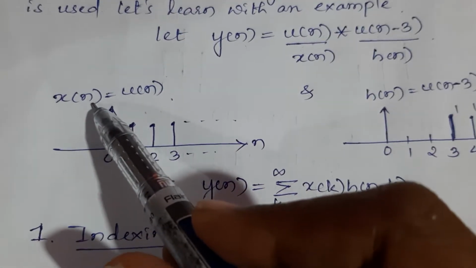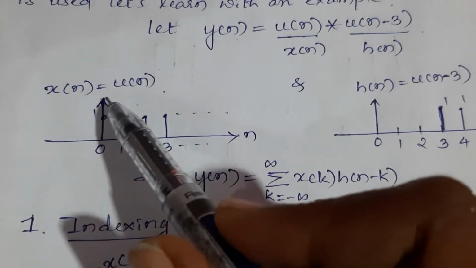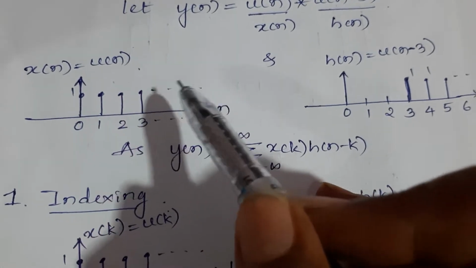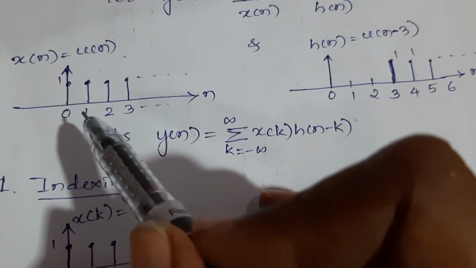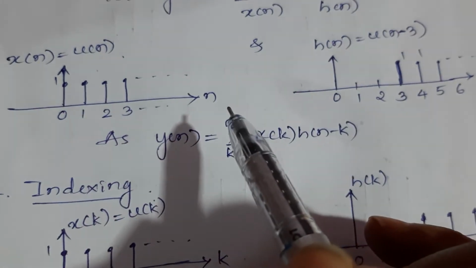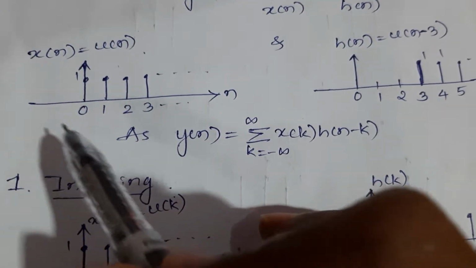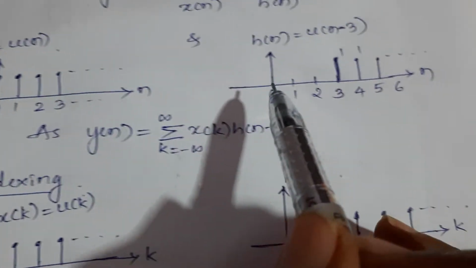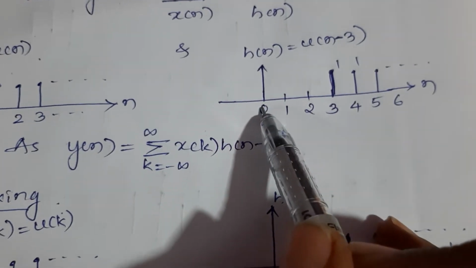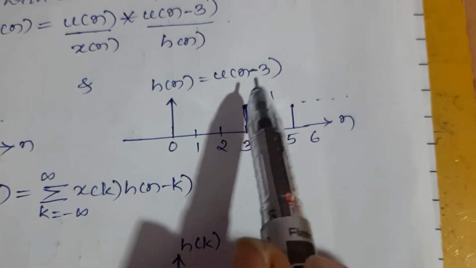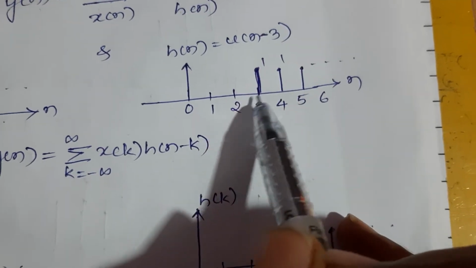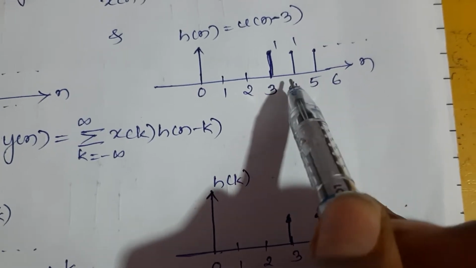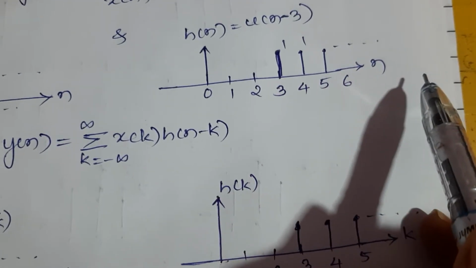So x of n is nothing but u of n. We all know how u of n signal is. It's a train of unit samples, so running from 0 to infinity, and from minus infinity to minus 1, it is 0. Now similarly, let's draw the h of n signal. h of n is u of n minus 3 signal, wherein the u of n minus 3 starts from 3 onwards. So plus 3, 4, it runs up till infinity.